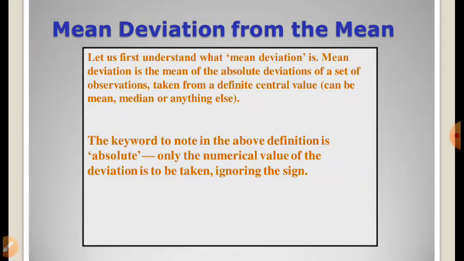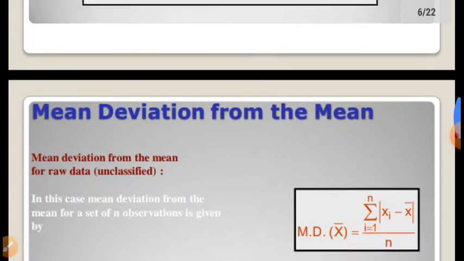So the keyword to note in the above definition is absolute. Absolute is nothing but, as I already told, modulus. If you are not taking the modulus, the sum of the deviations will become 0. This will be very clearly mentioned in your textbook also. You please go through the textbook.